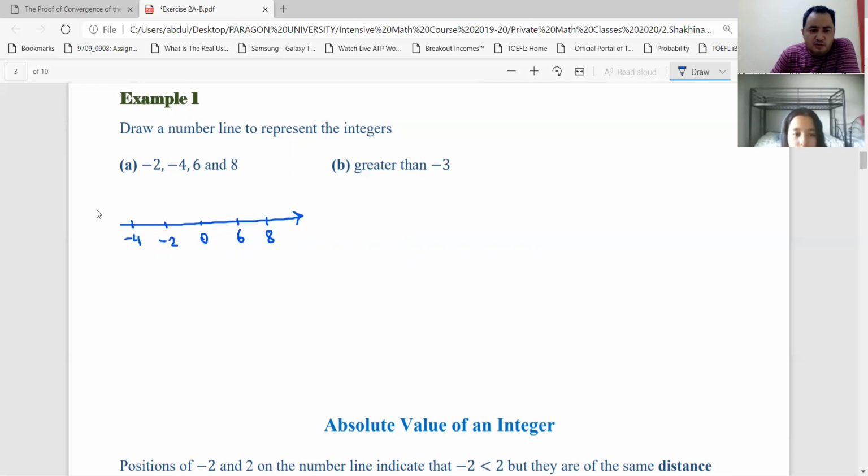And how about question B? That was question A. Question B: greater than -3. What numbers are greater than -3? All numbers to the right of this number. Of course, we don't have to write all these numbers. Right here -3, and here we have -2, -1, 0, 1, and so on. These numbers are all greater than -3. Very good.